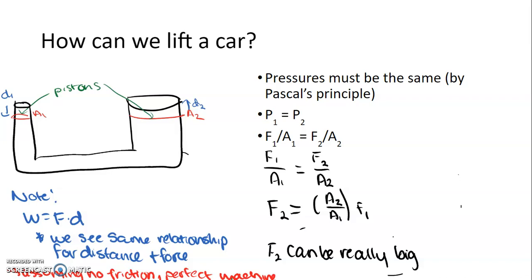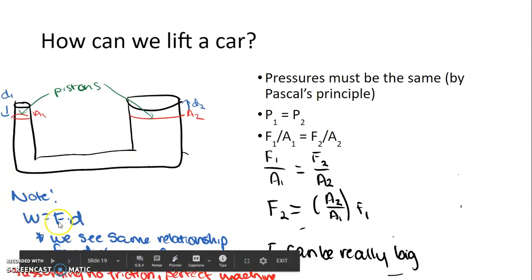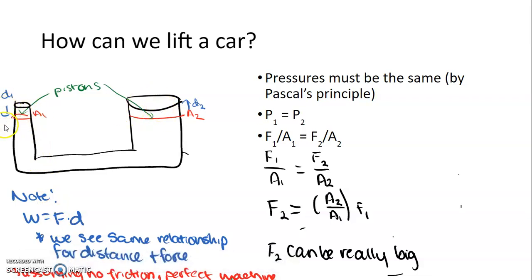This is showing the same thing again. One thing to note here is you're getting the same amount of work out because on this side you may be putting in a small force and here you get a big force, but on this side you need a big distance to move and on this side it's a small distance.